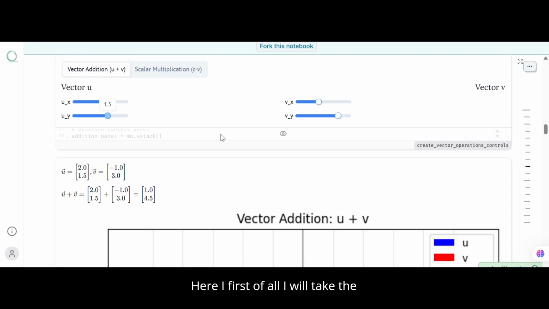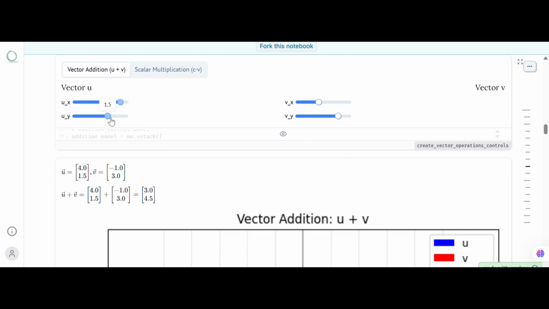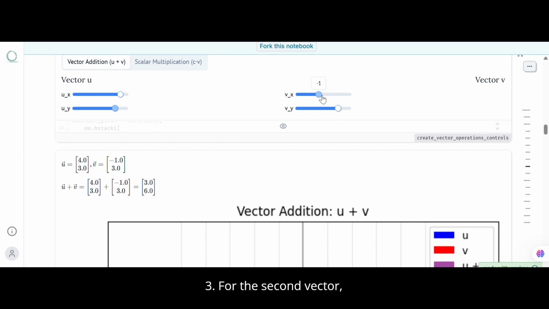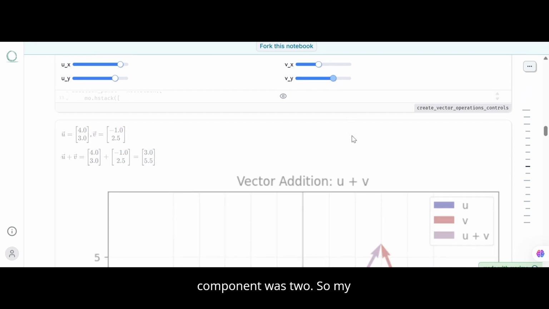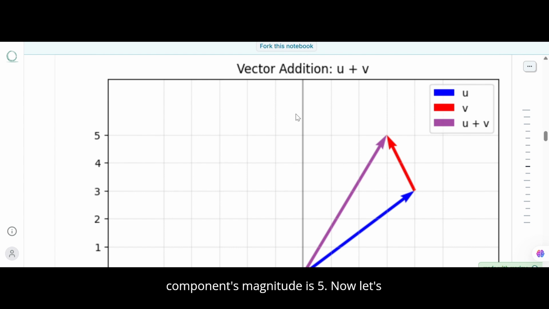Here first of all I will take the previous example only, where my u vector's x component was 4 and the y component's value was 3. For the second vector, the x component was -1 and the y component was 2. So my resultant comes out like that, and here you can confirm as well that its x component's magnitude is 3 and y component's magnitude is 5.